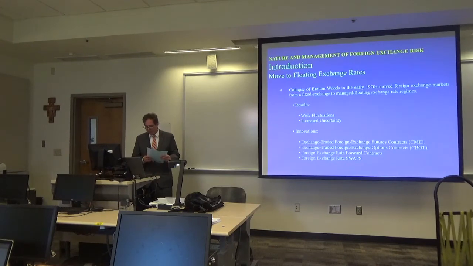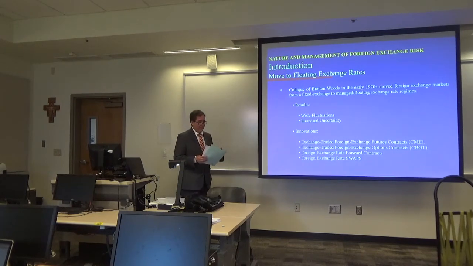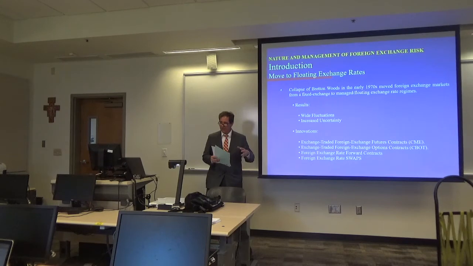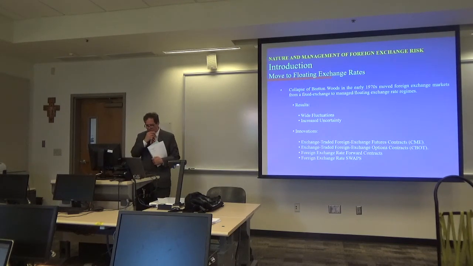The collapse of Bretton Woods in the early 1970s moved foreign exchange markets from a fixed exchange to a managed floating exchange rate regime. And actually at the same time, in the early 1980s, the Federal Reserve basically walked away from fixing interest rates and letting interest rates float and really targeting the money supply. So basically you had floating exchange rates that were introduced in the 70s, and by the 80s you had floating interest rates. So within 20 years, you had major market risk that a lot of these institutions and corporations had to hedge off. So the results were wide fluctuations and increased uncertainty in the marketplace.